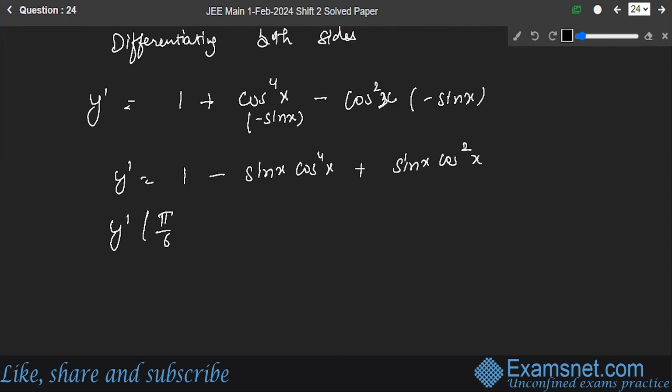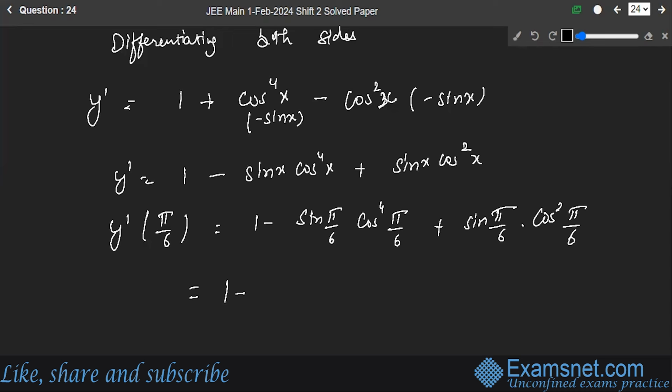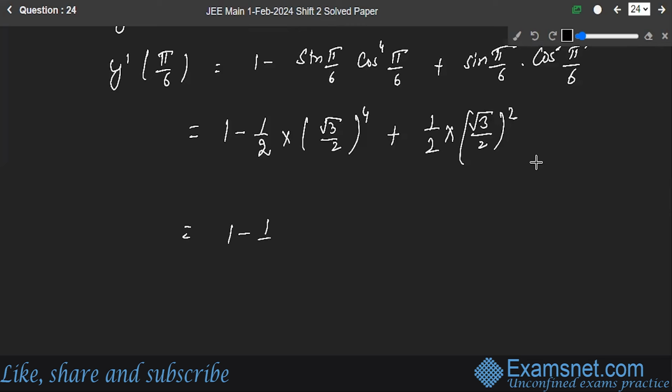y dash at the angle pi by 6, which is given in the question. This is sine pi by 6 cos power 4 pi by 6 plus sine pi by 6 cos square pi by 6, which is equal to 1 minus, right? Sine pi by 6 will give me 1 by 2, multiplied by root 3 by 2 power 4, plus 1 by 2 into root 3 by 2 power 2. This will be equal to 1 minus 1 by 2, or this can be written, 1 minus this into, this will be 9 upon 2 power 4, which is 16, plus 1 by 2 into 9 by 4.